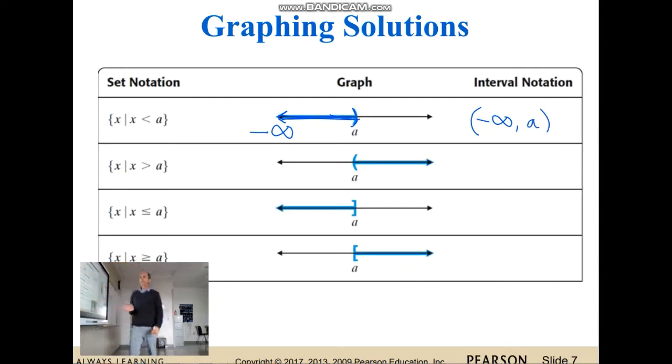The parentheses have the meaning that the endpoints, let's say a and negative infinity, are not included in the interval. And one thing that you have to remember, every time you use infinity, you will use parentheses, because infinity is not a number. Infinity is a representation of something that you can never reach. It's really far, far away. It's a huge or a small number that you cannot reach.